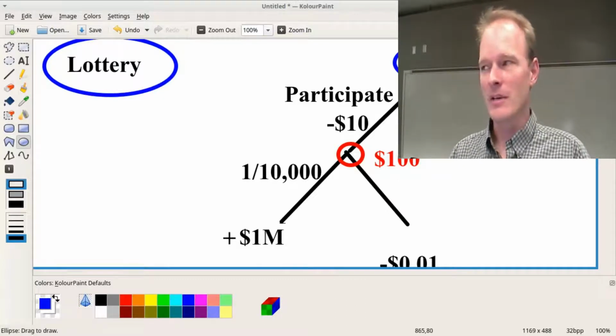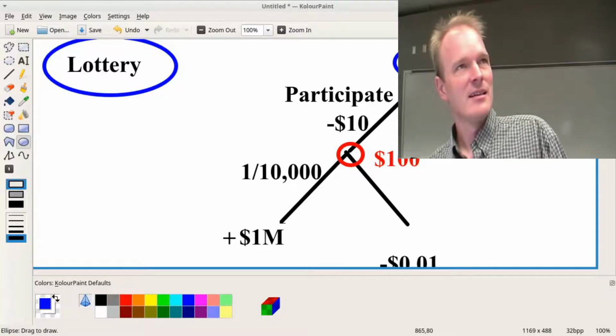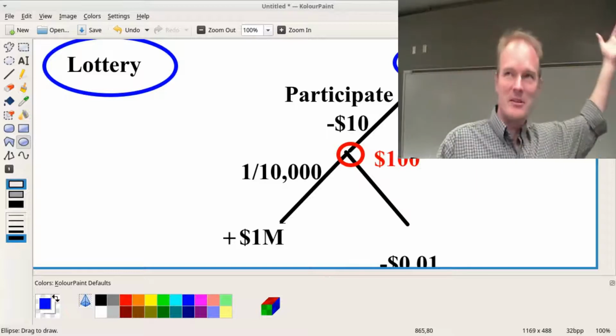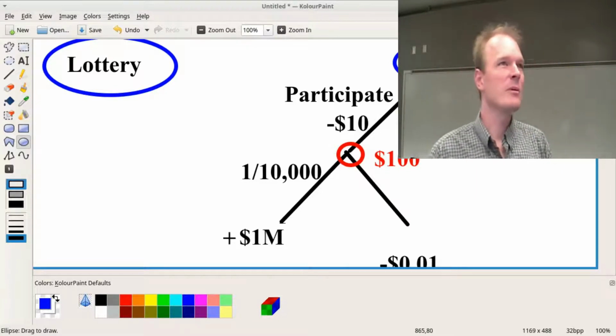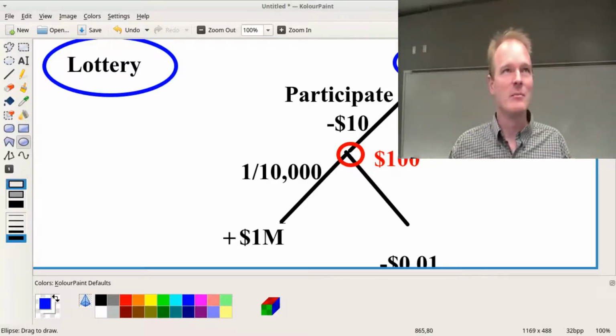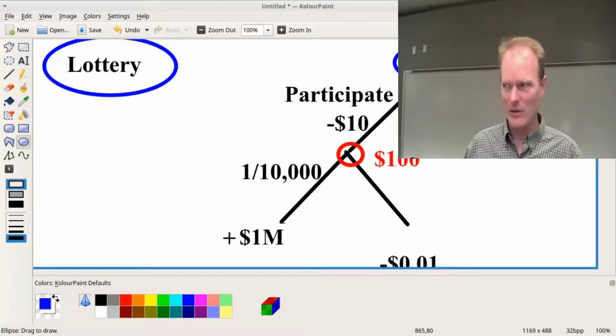Do you see why lotteries like this don't exist? Because people that run lotteries understand utility theory. And so you can be pretty darn safe just saying it's a lottery, forget about it. That's stupid. Because somebody has worked through the math, or else they're losing money.